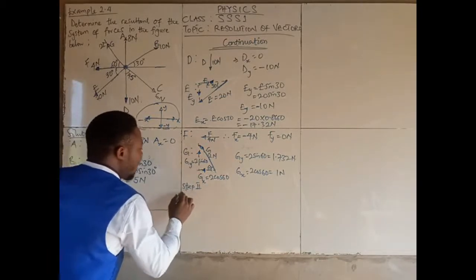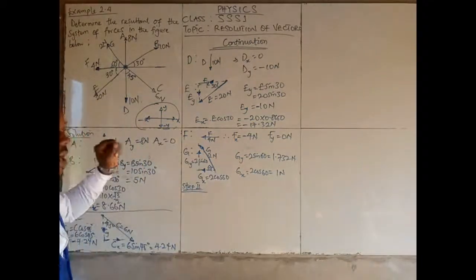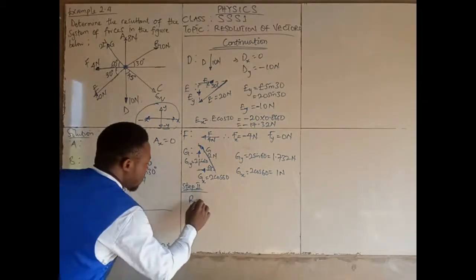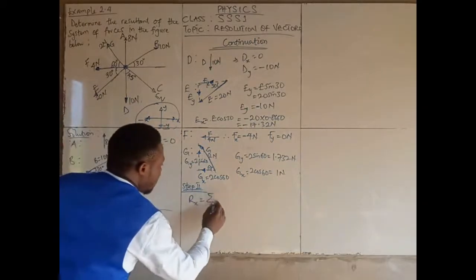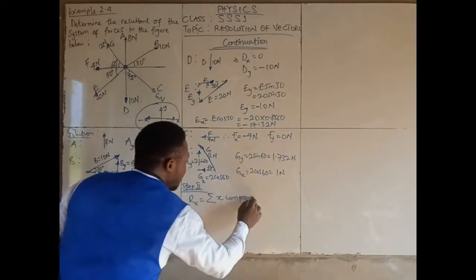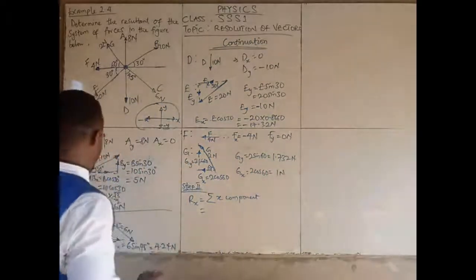Step 2: we should add all the x components to form one, and add all the y components to form another one. Your Rx will now be the summation of all the x components. That is your new vector Rx. And how do you do that? Summation. Let's start from the first one.